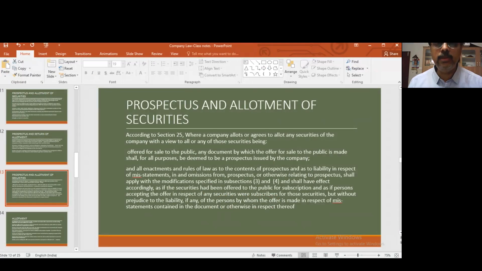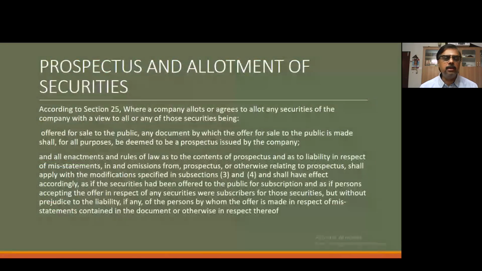Now coming to section 25, very important section. This section 25 talks about allotment of securities, etc. And according to section 25, where a company allots or agrees to allot any securities of the company with a view to all or any of those securities being offered for sale.